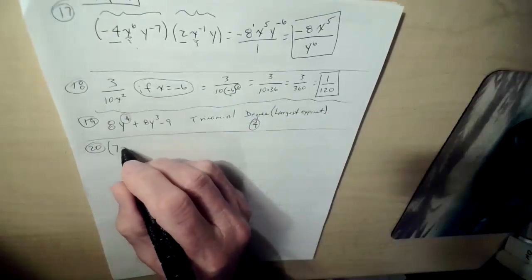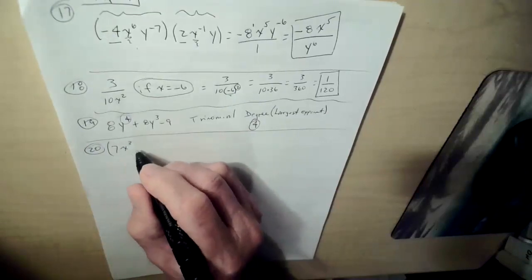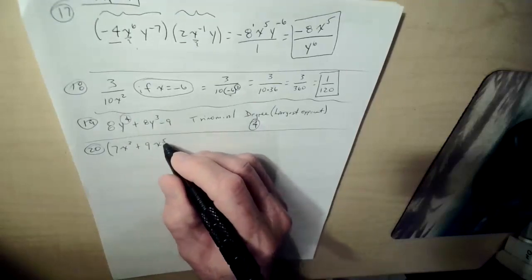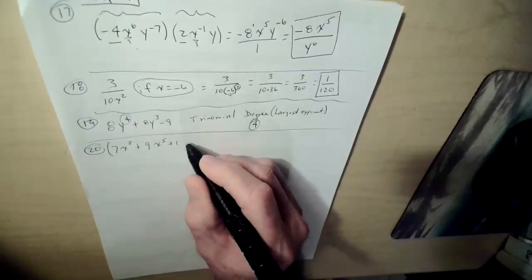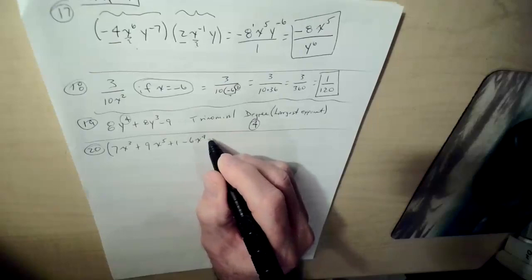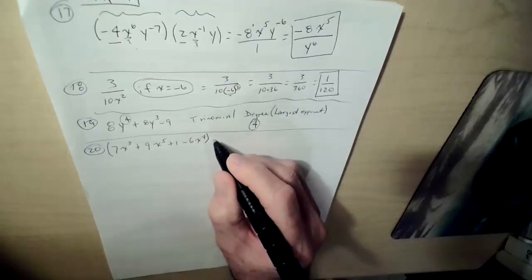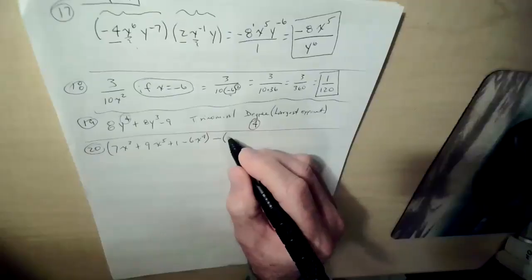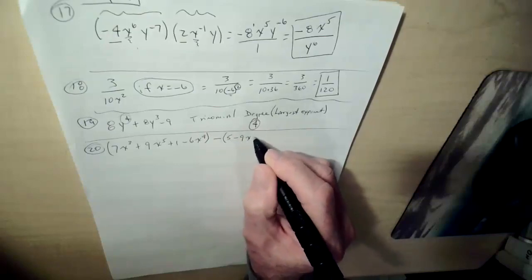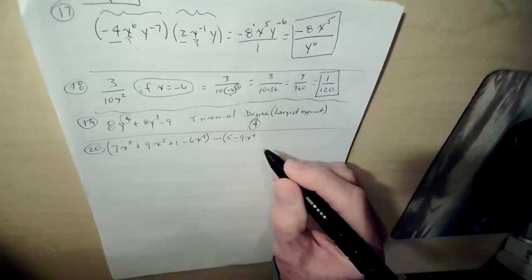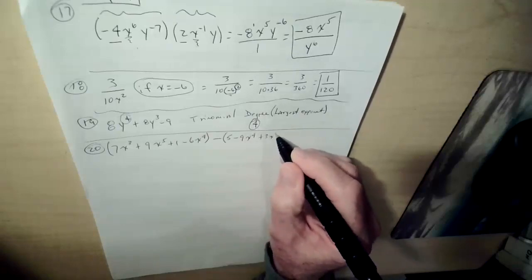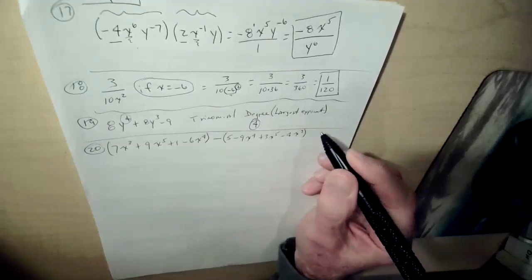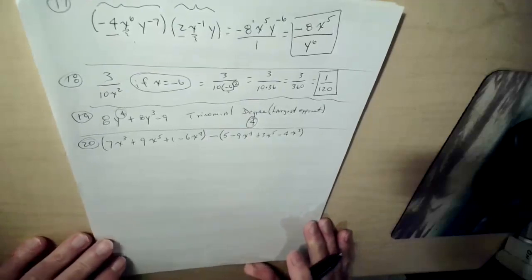7x cubed, open. 7x cubed plus x to the 5th plus 1 minus 6x to the 4th. Don't get all wild here. This is real easy. Minus, open, 5 minus 9x to the 4th plus 3x to the 5th minus 4x cubed. Now, there's kind of order of operation here.